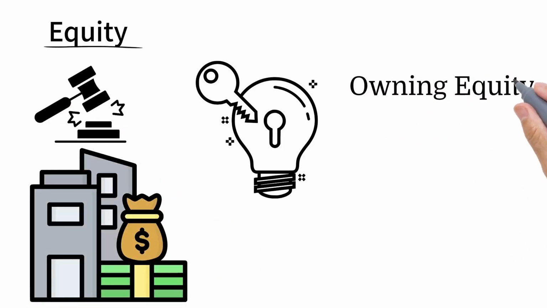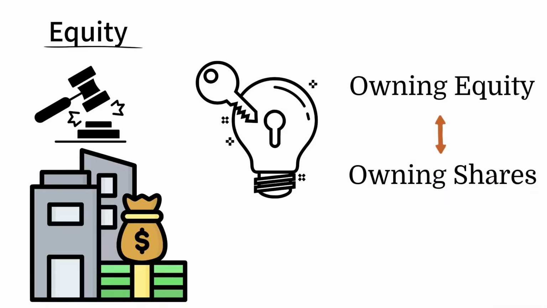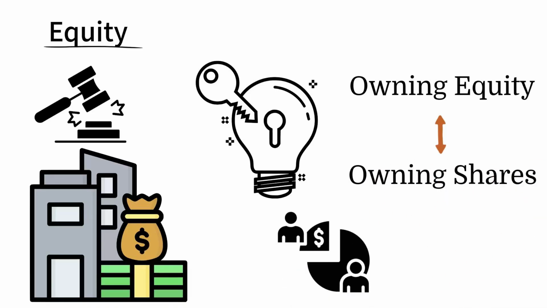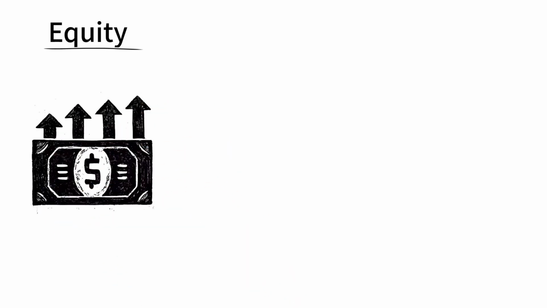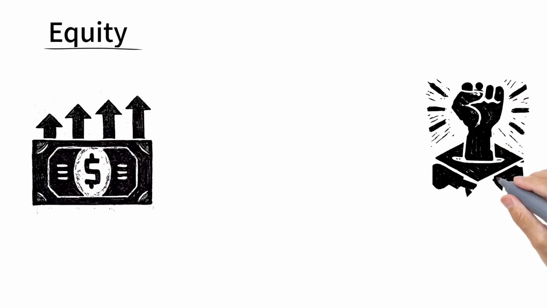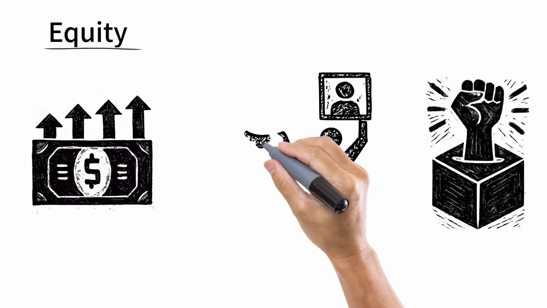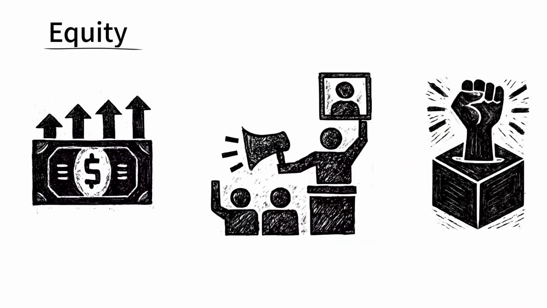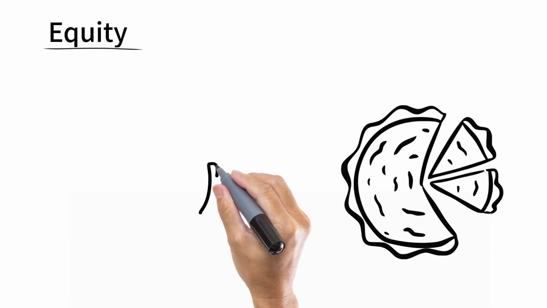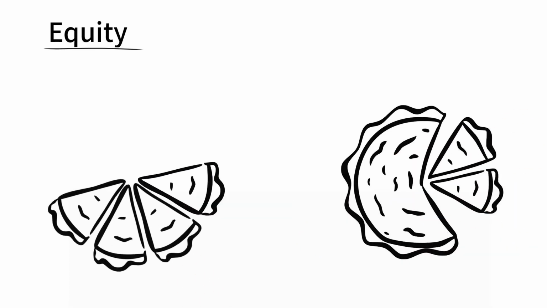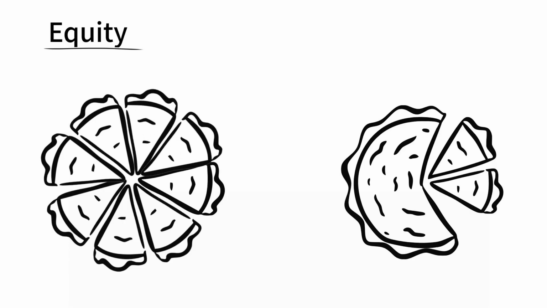In practice, owning equity usually comes through owning shares of stock. So if you buy shares in a company, you are essentially holding a piece of that company's equity. Equity not only gives you potential financial gains as the company grows, but it also sometimes comes with voting rights, letting you have a say in key company decisions. Think of equity as the slice of the company pie that belongs to you. The bigger your slice, the more ownership you have.